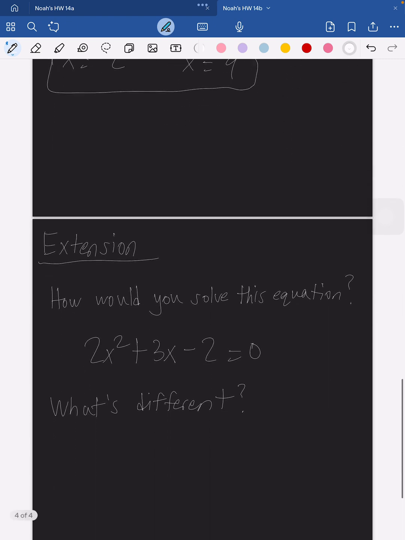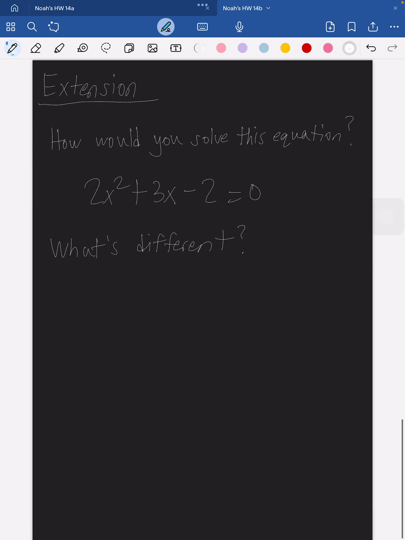Now let's go on to the extension. So take a look at this equation. 2x squared plus 3x minus 2 is equal to 0. What's different about this equation, and how would you approach this? Now in this case, it's a little bit different. I want you guys to think about how you would approach it. I will go over this in class tomorrow, but for now, think about your process, think about what ideas you may have, and bring it to me tomorrow.